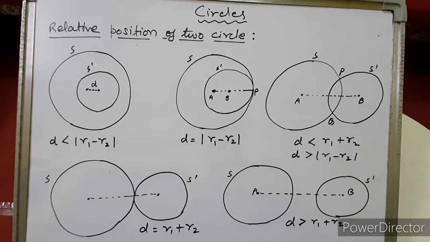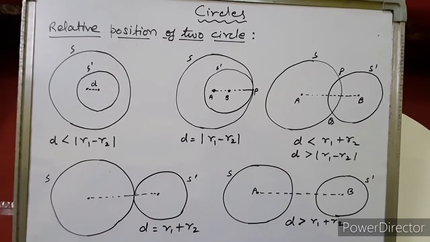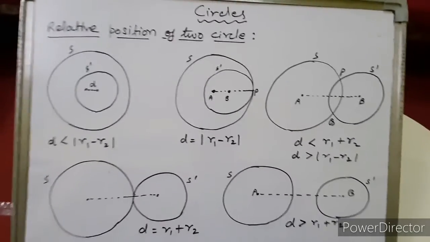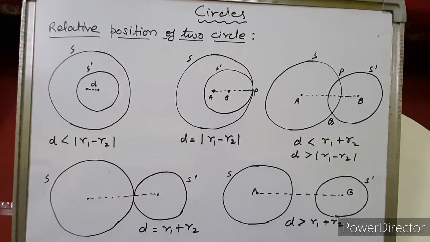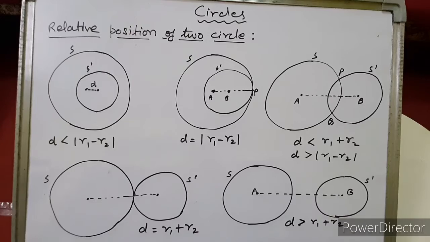In the next condition, if the circles are touching each other externally, then the distance between their centers will be equal to the sum of their radii. Say this is center A and this is B, and we have to find the position of the circles. If the distance between their centers is equal to the sum of radii, then the circles will be touching each other externally.